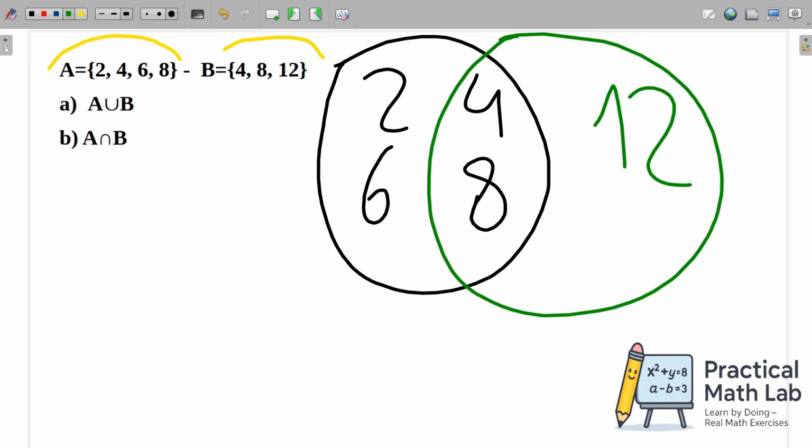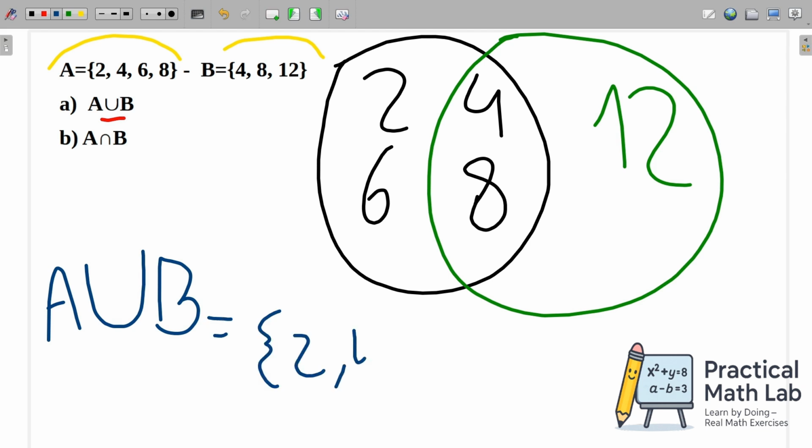4 and 8 belong to both sets. This symbol here means union. So, the union of A and B is the combination of all the elements. A union B is equal to 2, 4, 6, 8, and 12. Because these are all the elements from both sets.